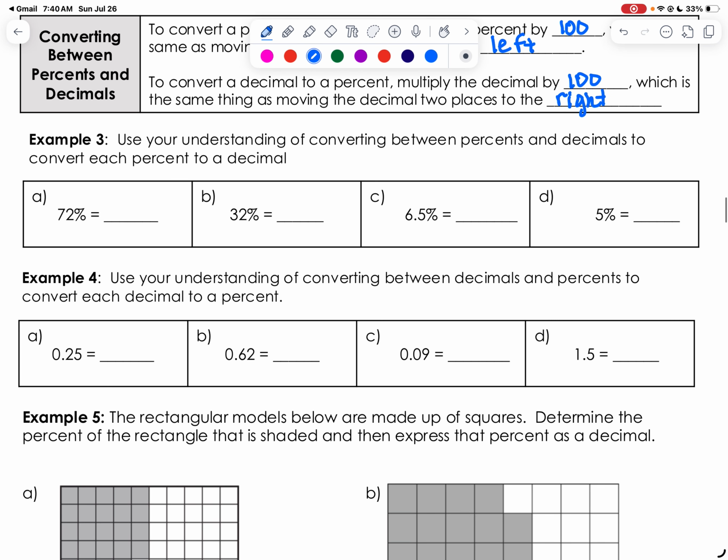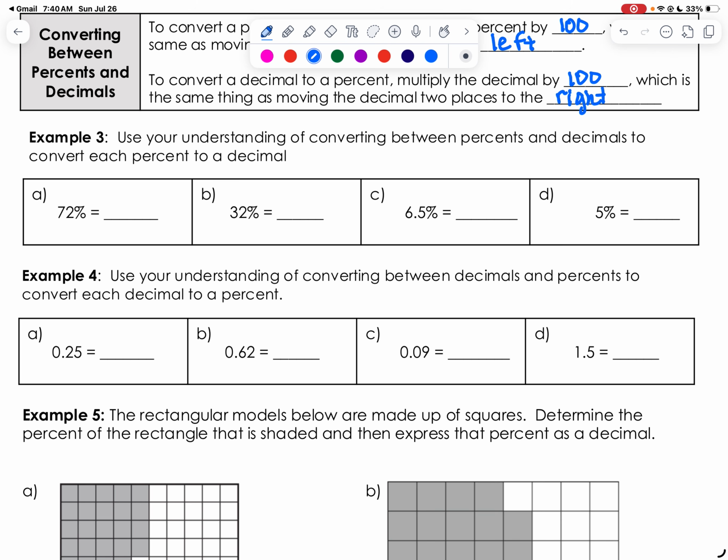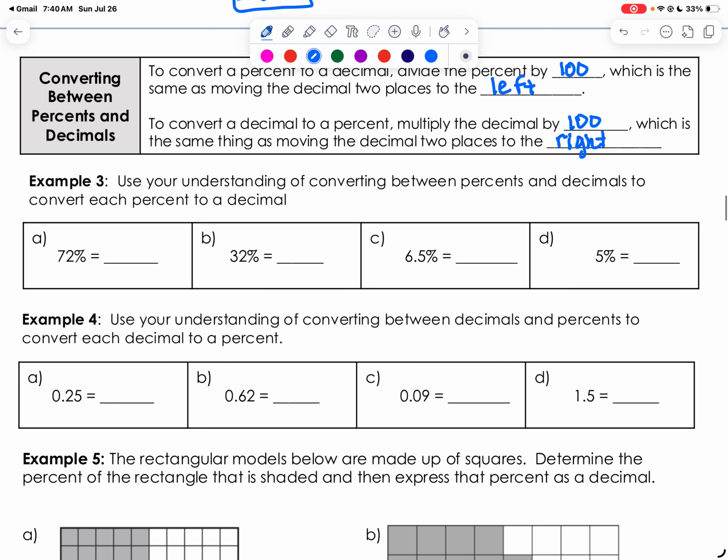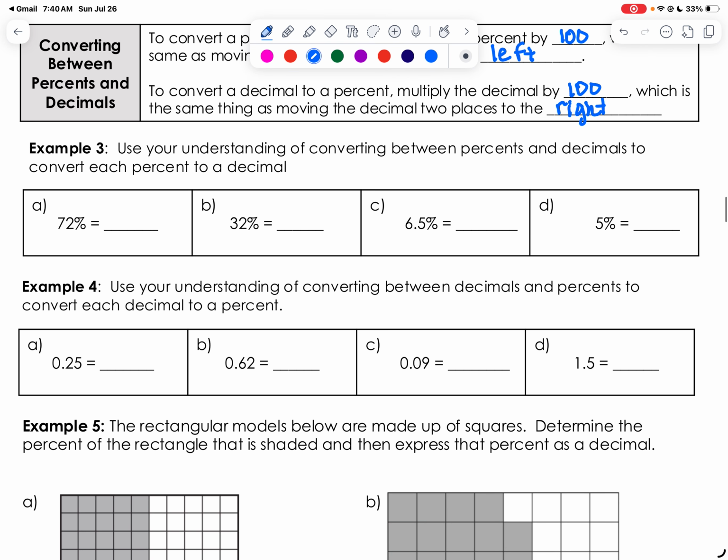Let's try this. Example 3. Use your understanding of converting between percents and decimals to convert each percent to a decimal. So if I want to convert 72% to a decimal, I'm going to divide it by 100, which means I simply divide or move my decimal 2 places to the left. So this would be 0.72.